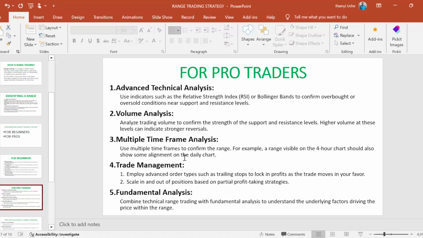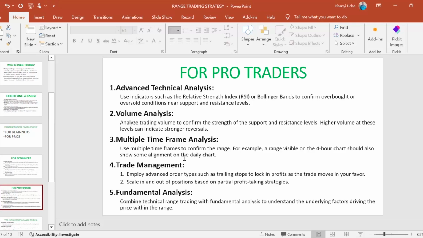Then scaling in and out of positions based on partial profit taking strategies. That is, you enter with 2.0, okay, maybe it does 15 pips. You could decide to cut off maybe 0.5 or 1.0, and then bring the other to break even, the stop loss to break even, and then keep trailing and following along as price moves.